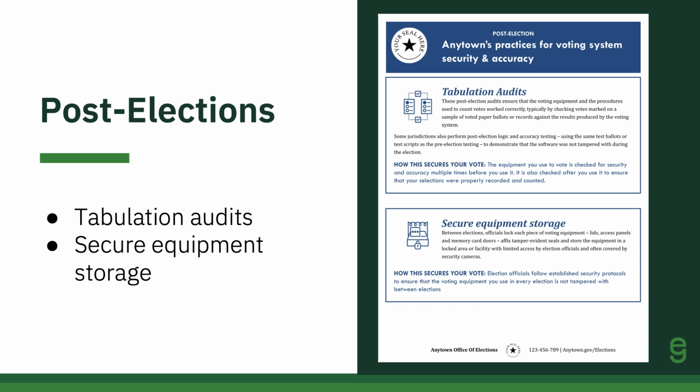And then post-election, there are a couple of sections here that cover your tabulation audit. Again, we've created a very generic, generalized version of what takes place during the audit and how it secures your vote. You may want to tailor that a little bit to the particular audit practices in your state and jurisdiction. And then we end with the thing that sometimes we overlook, which is how all of that equipment gets securely stored and made ready for the next election.